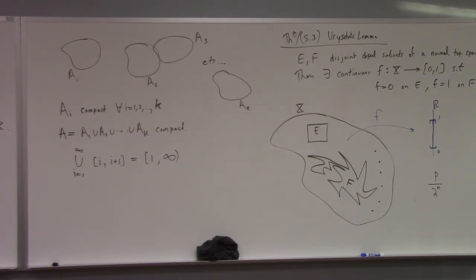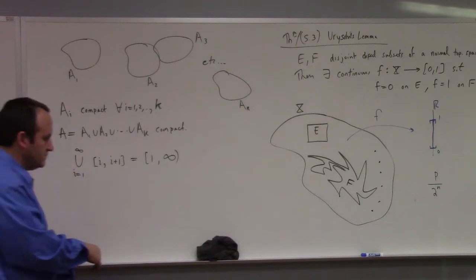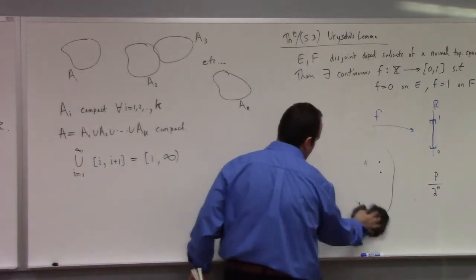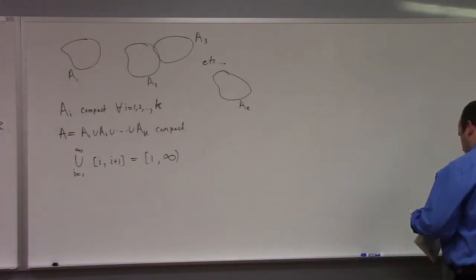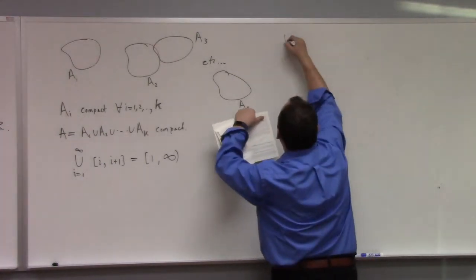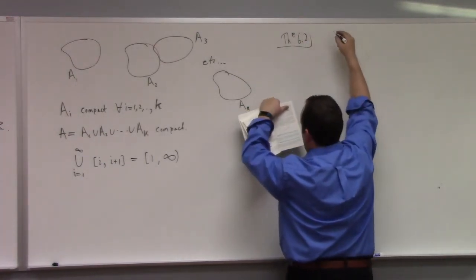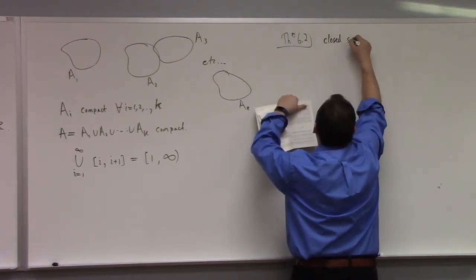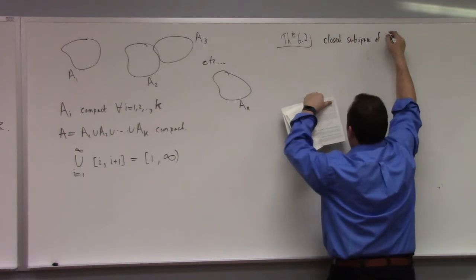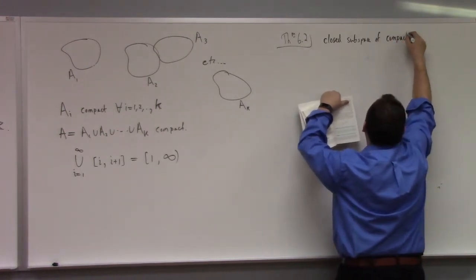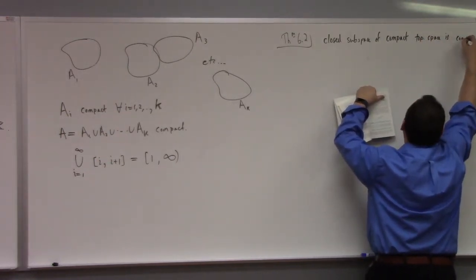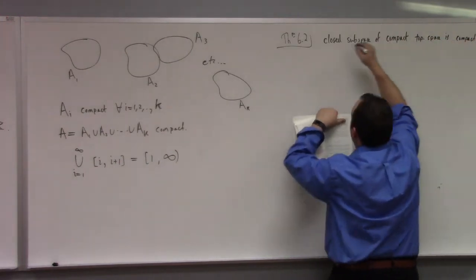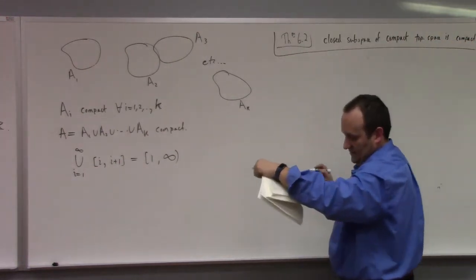Theorem 6.2: a closed subspace of a compact topological space is compact. The proof of this is not that bad.